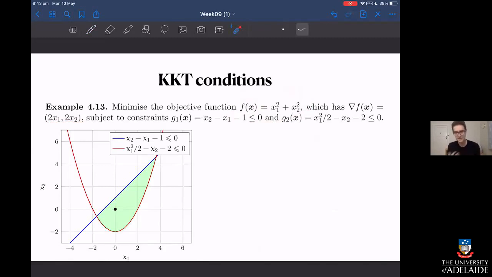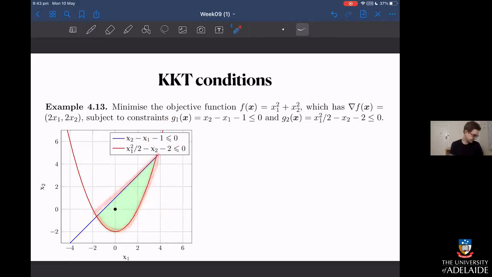And then the constraints that are going to form my convex set here are being underneath the line x2 minus x1 equal to 0, so being in that region, and being above this parabola. It's this red curve here: x1 squared over 2 minus x2 minus 2 has got to be less than or equal to 0, so in other words, I've got to be above the parabola. So I've got to be in that region there. Where's the intersection of those two? It's this green area here.